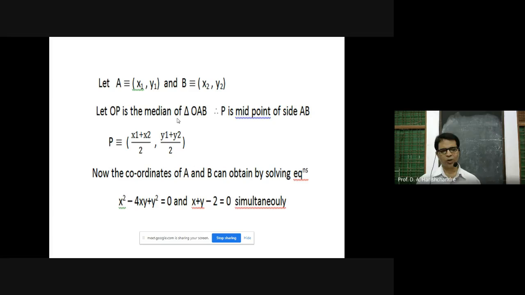So let us assume the coordinates of point A to be (x1, y1) and B as (x2, y2). Let us assume the coordinates of the midpoint P as ((x1 + x2)/2, (y1 + y2)/2). Now the coordinates of A and B can be obtained by solving the equations x² − 4xy + y² = 0 and x + y − 2 = 0 simultaneously, by substituting one into the other, so that you can get the values of x and y. Those values of x and y are nothing but the coordinates of the points A and B.